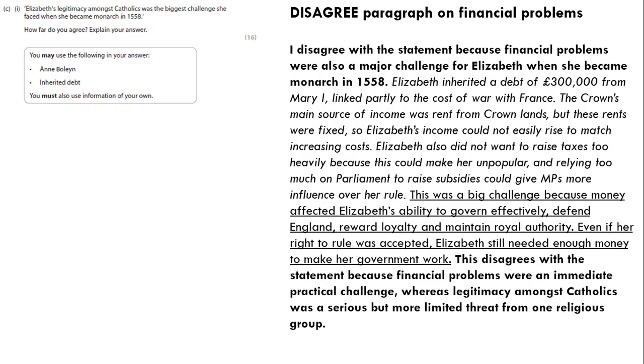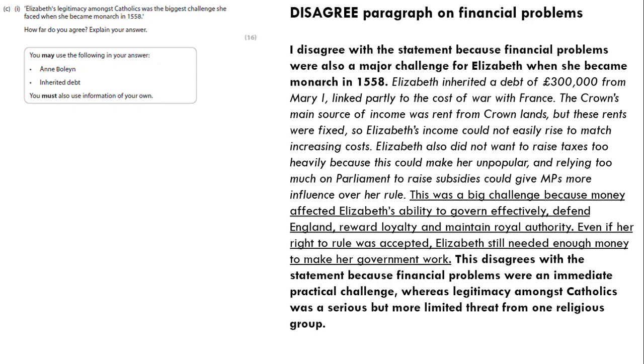Final paragraph on financial problems. So I disagree with the statement because financial problems were also a major challenge for Elizabeth when she became monarch in 1558. Elizabeth inherited a debt of £300,000 from Mary I, linked partly to the cost of war with France. The Crown's main source of income was rent from Crown lands, but these rents were fixed, so Elizabeth's income could not easily rise to match increasing costs.